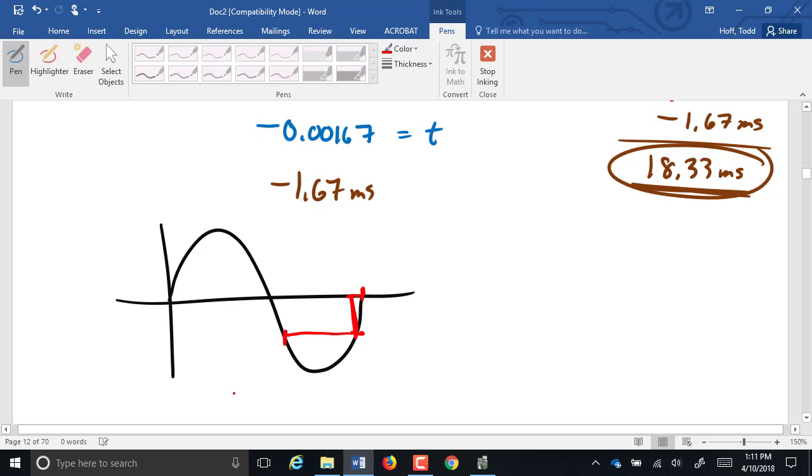There's a first time over here. This was 20 milliseconds. That was our period. That makes this point here what? 10 milliseconds. So then from there, we could add the 1.67. This point would be 11.67 milliseconds. Because we're going forward from that point, we subtracted from here, we add from here. Because if we subtracted, that put us back here. And there would be at 8.33 milliseconds, that'd be a positive 1 amp. It would be 1, but it would be positive.